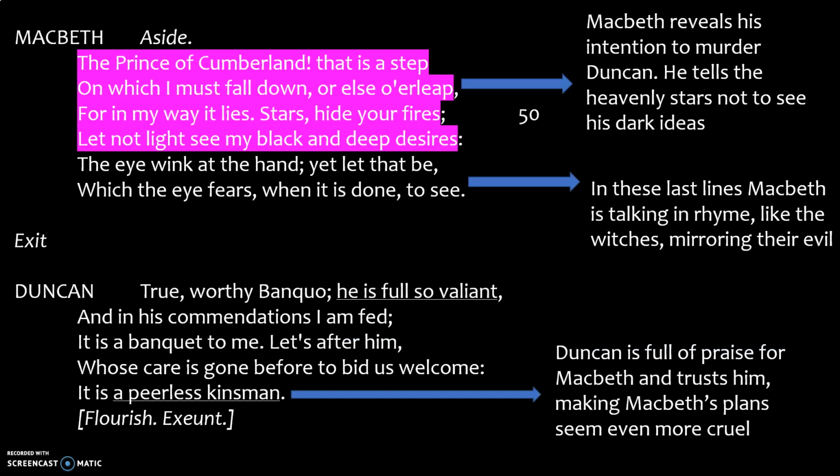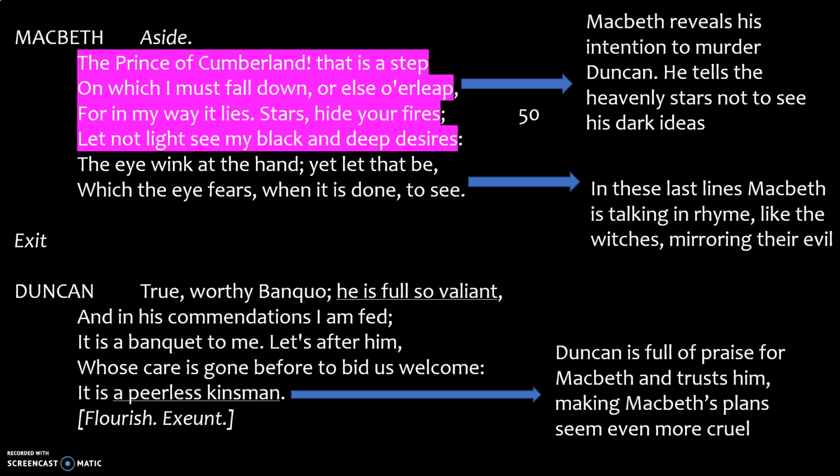Now, talking to one side, Macbeth says, and this is why it's in pink, it's a really good quote for you, "The Prince of Cumberland, that is a step on which I must fall down, or else o'erleap," like jump over, "for in my way it lies. Stars, hide your fires. Let not light see my black and deep desires."